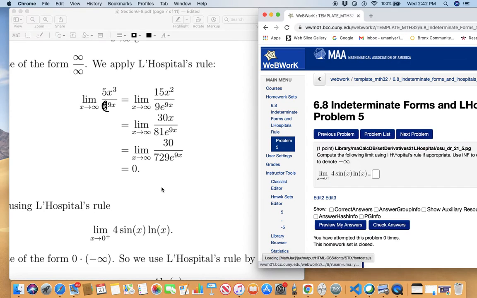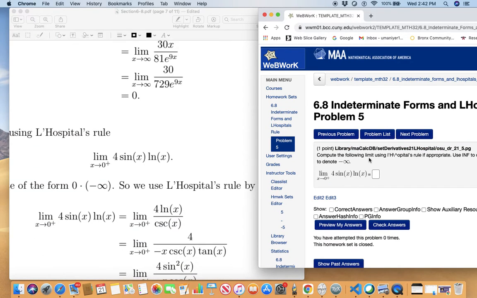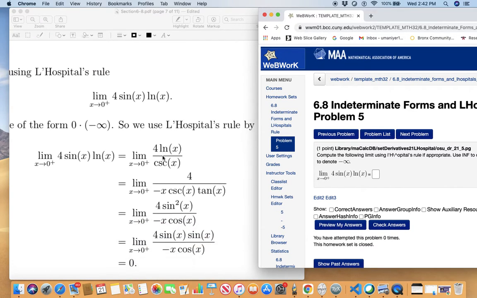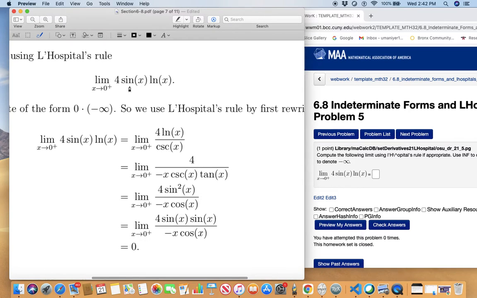Okay. Next problem. Compute using L'Hopital's, if appropriate, 4 sine x times natural log x, as x approaches 0 from the right. Okay, let's see what happens here. As x approaches 0, this goes to 0, this goes to negative infinity. So you have an indeterminate form of 0 times negative infinity.